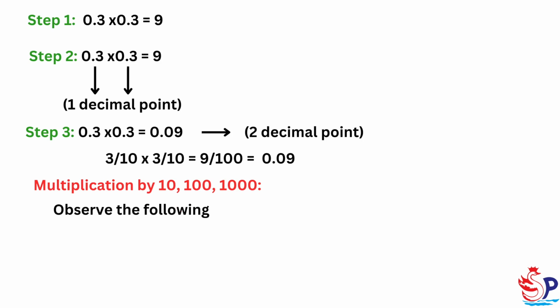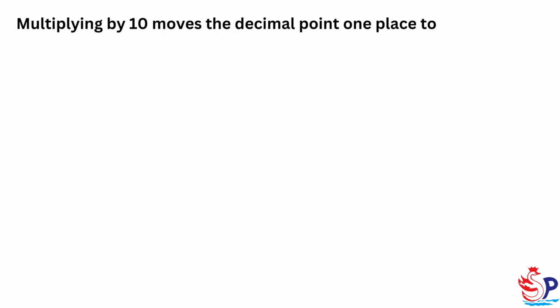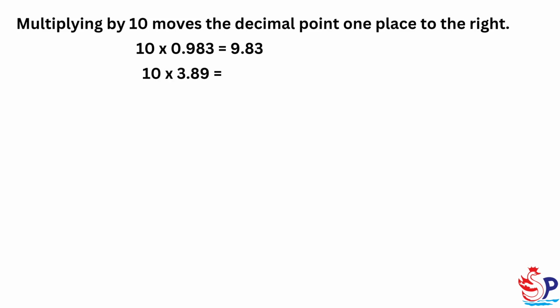Observe the following examples. Look for the pattern. Watch the decimal points. What do you observe? Multiplying by 10 moves the decimal point 1 place to the right. 10 times 0.983 equals 9.83. 10 times 3.89 equals 38.9. 10 times 38.9 equals 389.